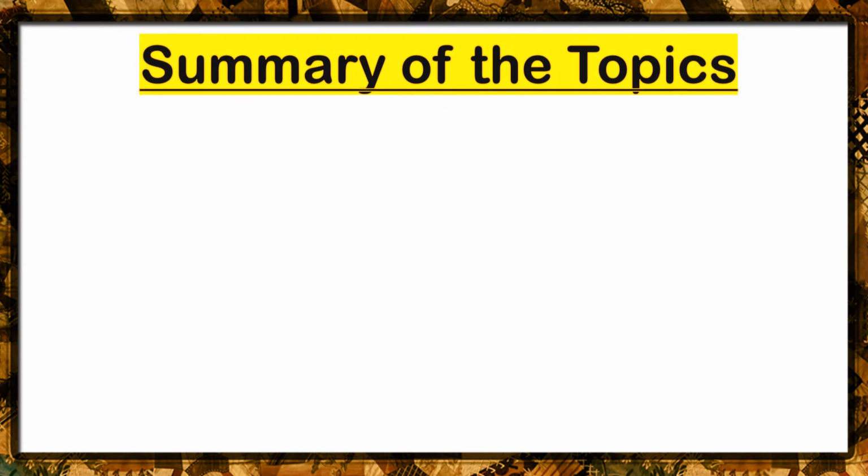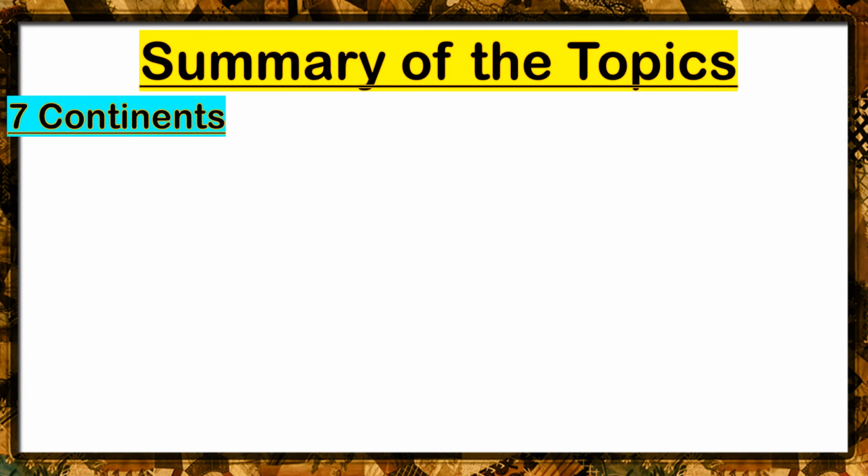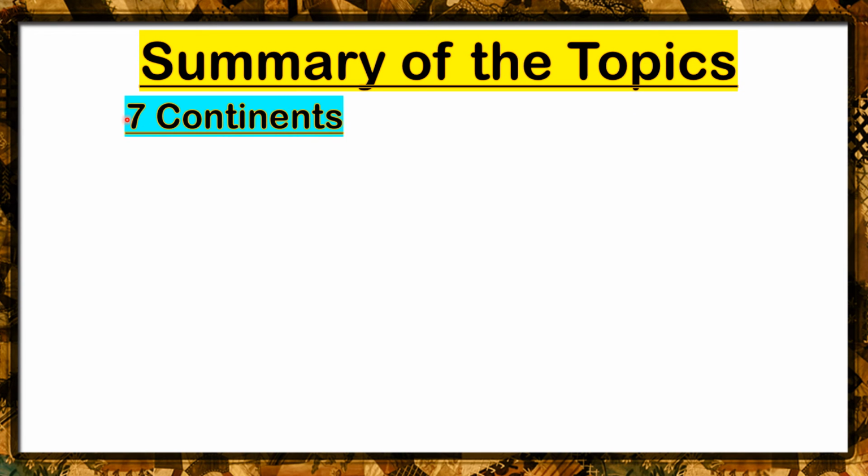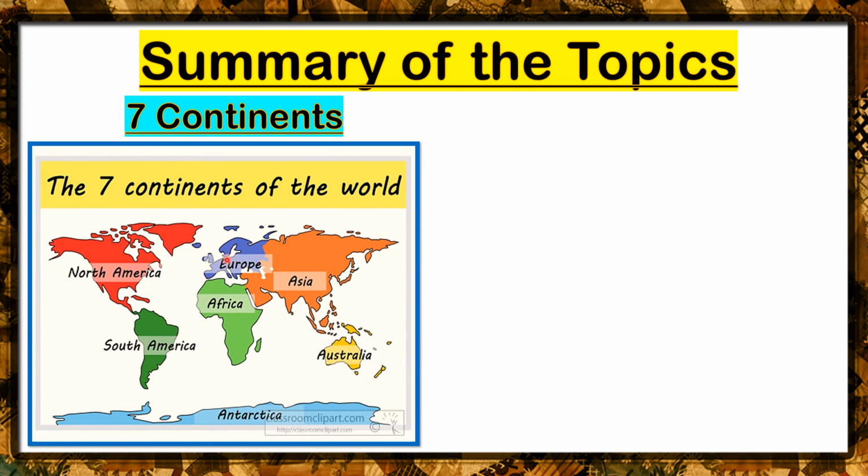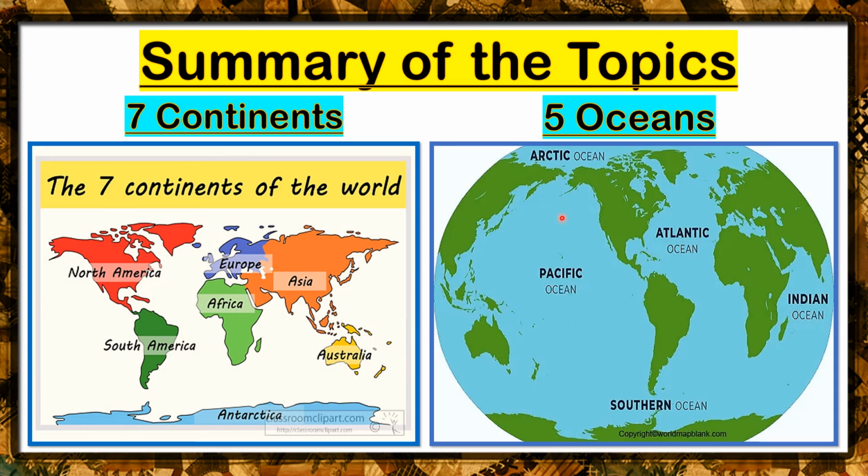Now, class, a summary of the topics we just discussed today. There are 7 continents of the world: Asia, Africa, North America, South America, Antarctica, Europe, and Australia. We also discussed the 5 oceans of the world, and they are the Pacific, Atlantic, Indian, Southern, and Arctic Ocean.